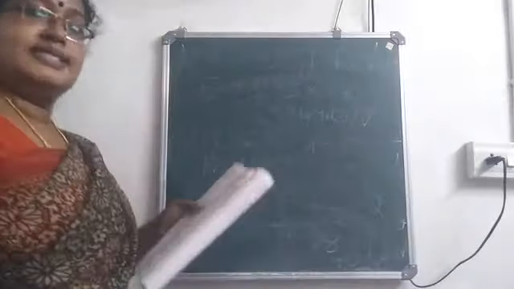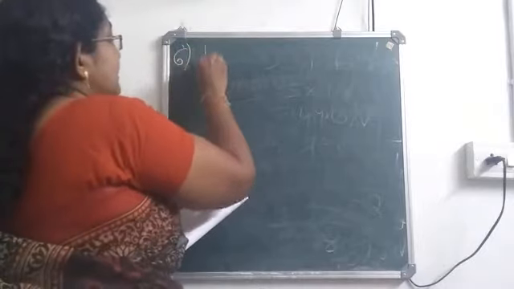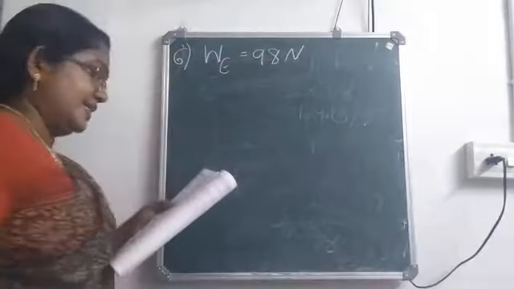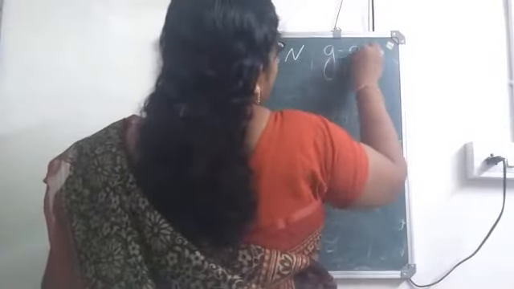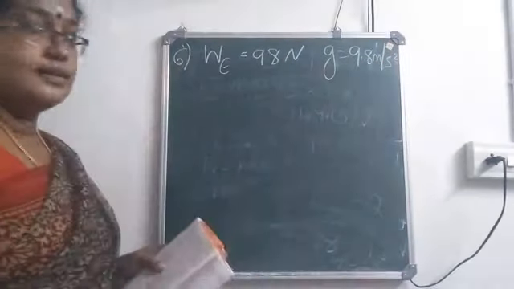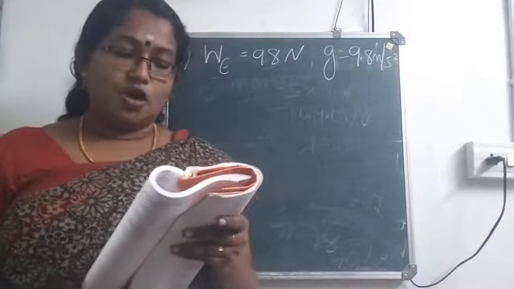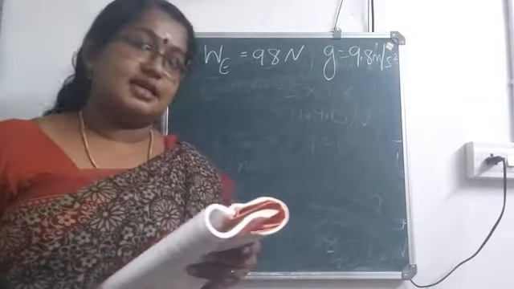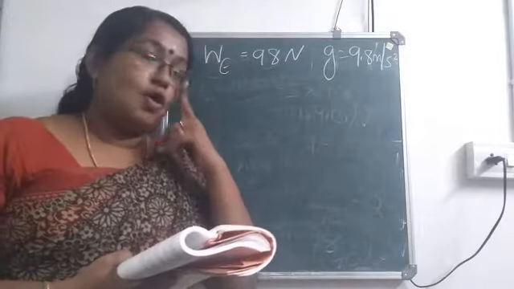Okay. Question number 6. The weight of a body on earth is given as 98 Newton, where the acceleration due to gravity is 9.8 meter per second square. This is given on Earth's surface. Then, what will be its mass and weight on Moon, where acceleration due to gravity is 1.6 meter per second square? So, we have to calculate the mass and weight on Moon.